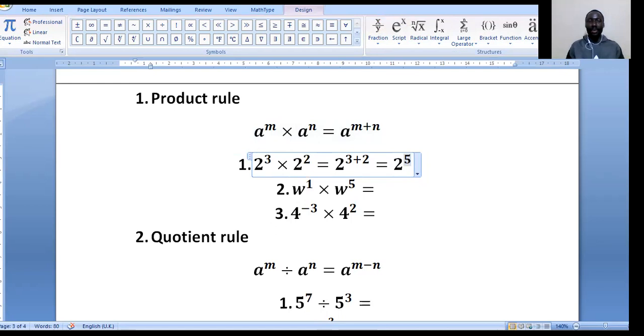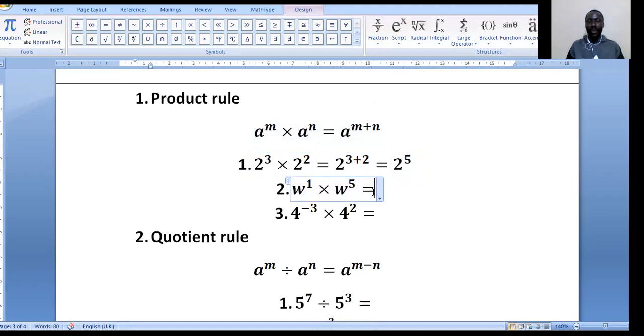Now, notice that there are times when you will have to deal with a number which is not the same, but you can reduce them to the same quantity. Now we will look at that in one other example, but this is what we are dealing with.